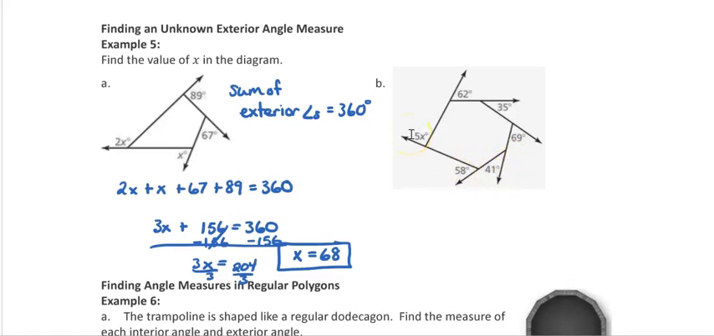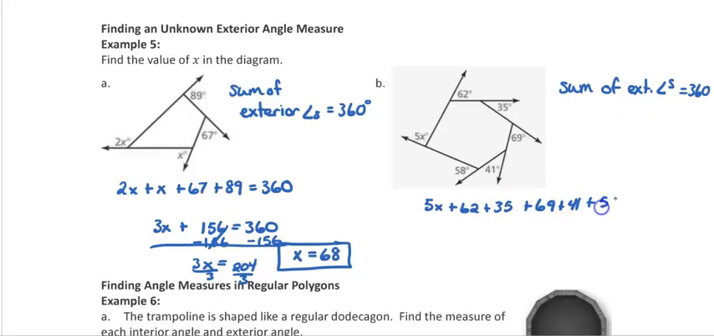All right, so if you look at this figure, these are exterior angles. If I look at how many sides there are, there's 1, 2, 3, 4, 5, 6 sides. But it doesn't matter that there's 6 sides because no matter how many sides, the sum of the exterior angles is 360 degrees. So I can add up 5x plus 62 plus 35 plus 69 plus 41 plus 58 equals 360. I'm going to use my calculator to add up the other angles, and I get 265.